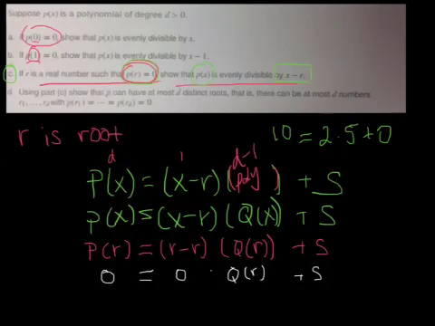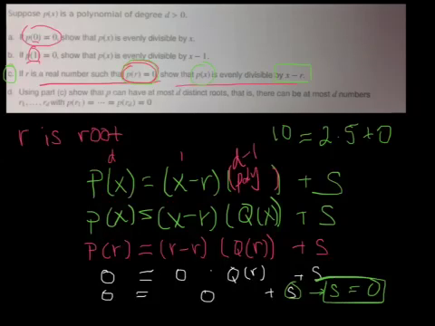And the reason we don't care is simply this. I have 0 is equivalent to 0 times anything, which is 0, plus s. So 0 equals 0 plus s. That means that my missing value here, s, must equal 0. Okay, that's what I've come away with.